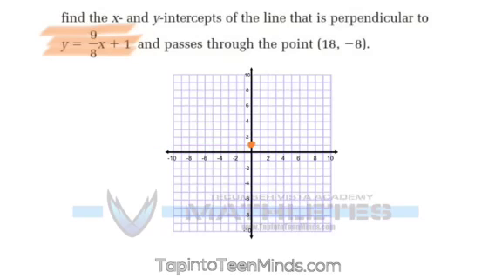And from there, we'll use our slope, which is a rise of 9 and a run of 8, in order to find other points. Since we're rising 9, we'll begin at the y-intercept, and we will go up 9 units, and we will go to the right 8 units to get our point of (8, 10).